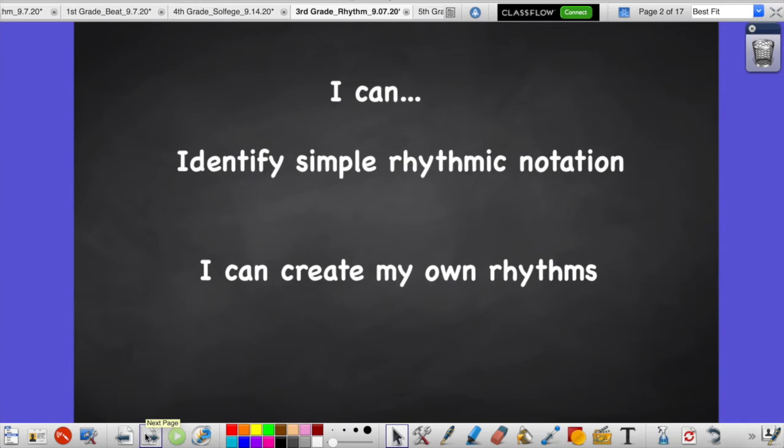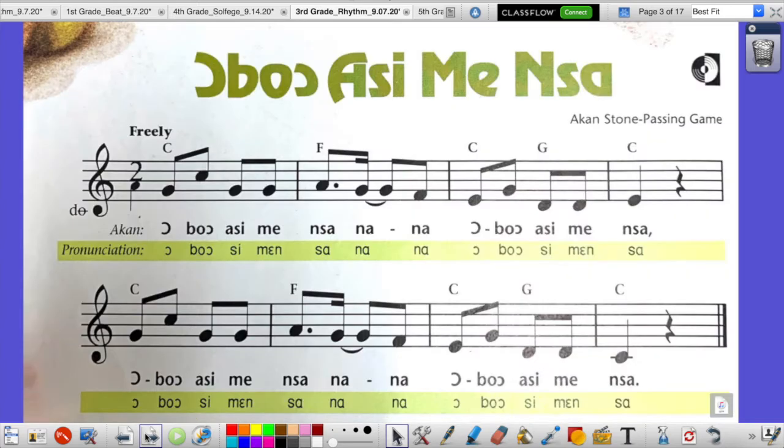So here are our I can statements. I can identify simple rhythmic notation. I can create my own rhythms. So we're going to start by reviewing our song Oboe Si Menzana. Let's take a listen to the song again.